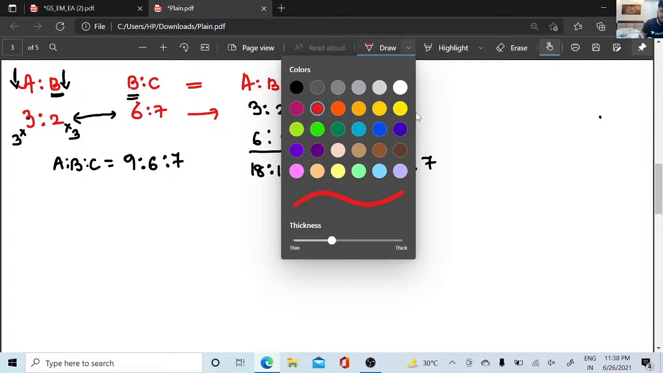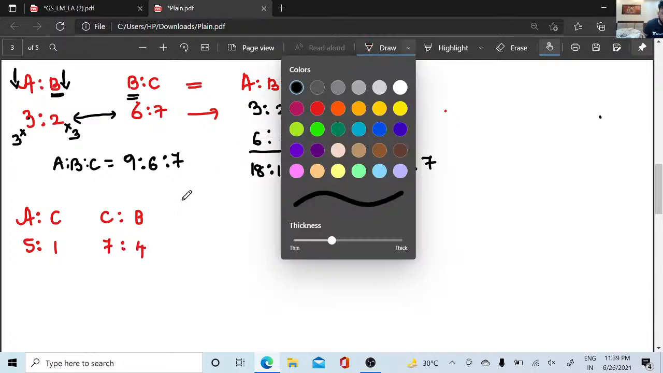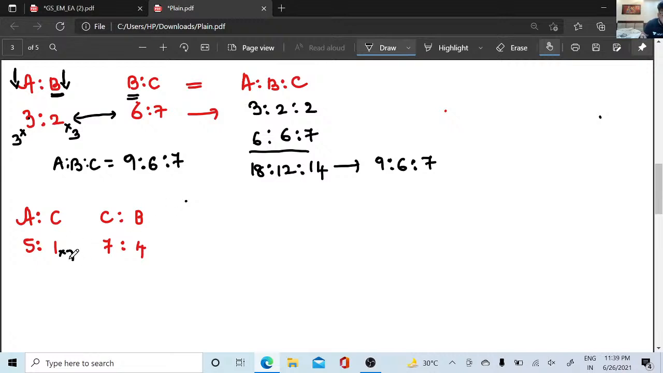So what if we get it in another fashion? They will give you the value that A is to C is equal to 5 is to 1 and C is to B is equal to 7 is to 4, right? Yes, equate C here, so I can make this 1 into 7. So the answer will be 35 is to 7 is to 4.